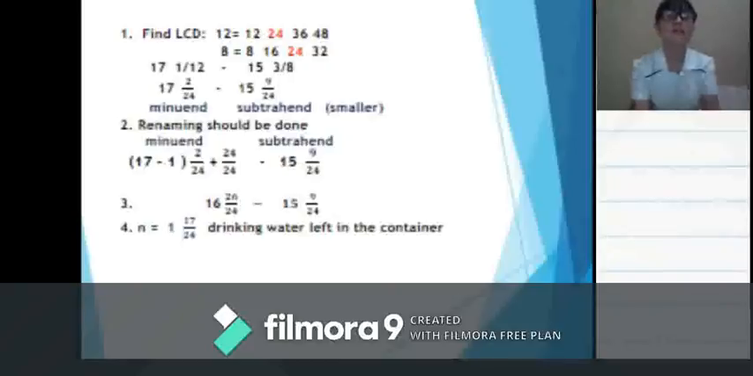So let us apply this by dividing 24 by 12 and then multiplying this 2 into the numerator. So the answer is 2. The next, in the subtrahend part, 24 divided by 8 times 3, the answer is 9. Okay, so after applying this LCD to make these fractions similar fractions, let's observe the answer.